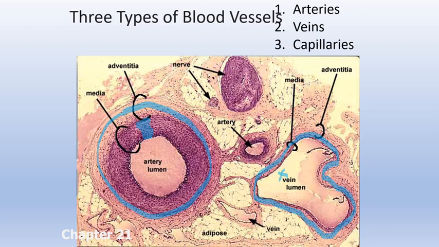The third type of blood vessel is a capillary, which is very, very, very tiny, right? Even smaller than that nerve up there on the middle of the diagram, or even smaller than some of these adipose cells. So arteries, veins, and capillaries. In this video, we consider the general properties of arteries, veins, and capillaries. There's another video that considers the specific types of arteries, specific types of veins, and capillaries.